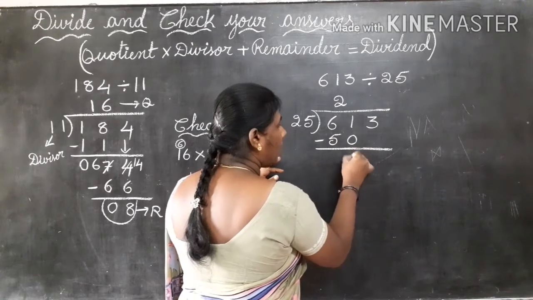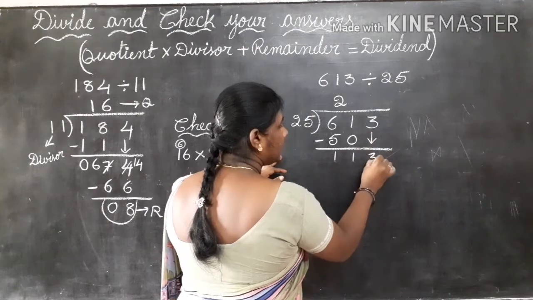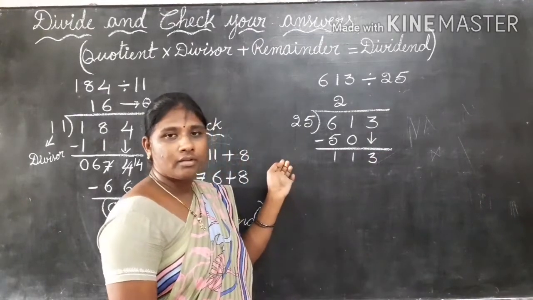1 minus 0, 1. 6 minus 5, 1. Next take this 3 down here. Okay, next.